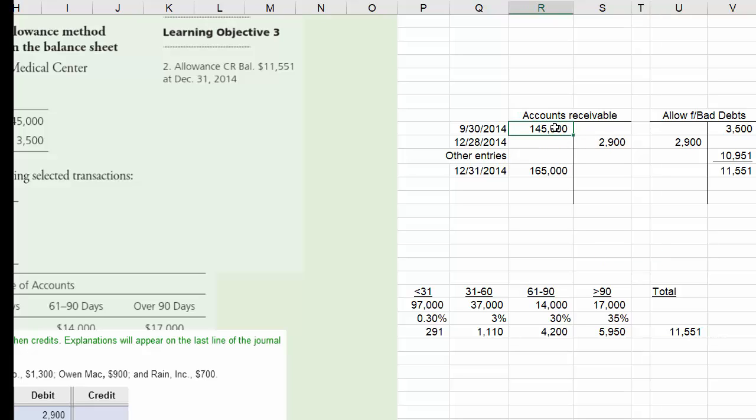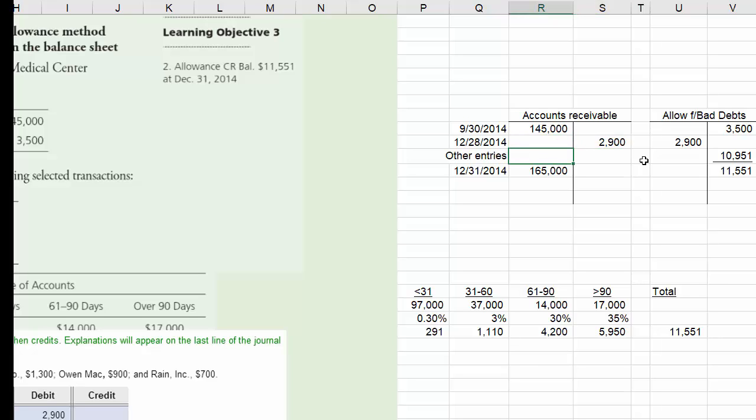We started off with 145,000. We wrote off those 3 accounts. If I hit the F2, you can see I just typed them in, the 1,300, the 900, and the 700. So during this quarter, we credited accounts receivable, of course, we saw that on the last transaction. We debited the allowance account. We started off with 3,500, and then we had 2,900.